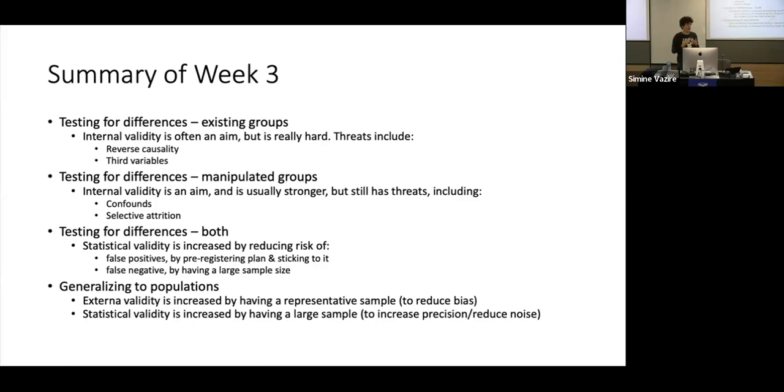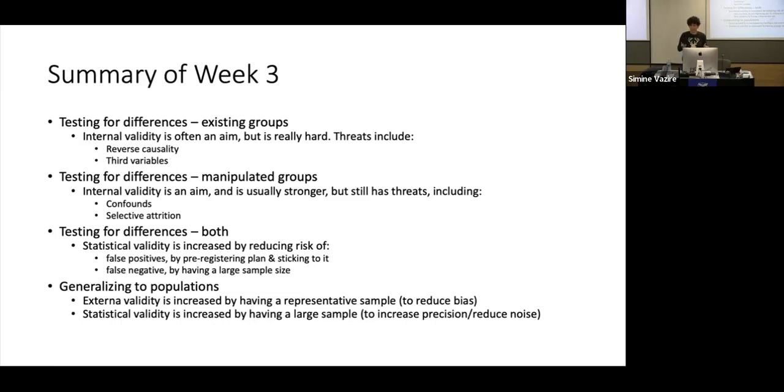It's rare that a strong conclusion about cause and effect would be warranted when you're comparing existing groups, but there are some sophisticated techniques that people can use to get closer and closer to that. When you're comparing manipulated groups, you're on more solid ground for making a causal inference, because the manipulation, if it's done well, should help to rule out reverse causality and third variable threats, but there are still some threats. If the manipulation isn't perfect, there could be confounds, and there could be selective attrition, which can affect causal inference. Make sure you understand the logic behind that.